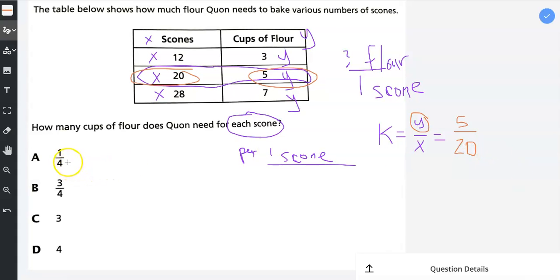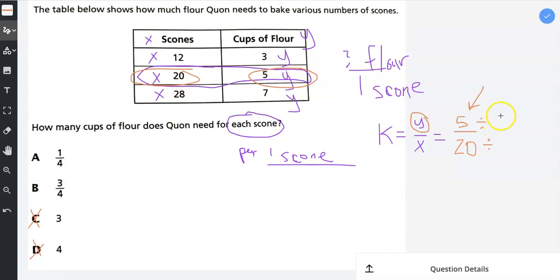And then I need to reduce it to compare it to A, B, C, and D. First of all, I want you to notice that the numerator is smaller than the denominator. So this number is less than 1. So the answer is going to be A or B. It's not going to be C or D because we know already that our answer is going to be less than 1. Now I'm going to reduce 5/20ths.